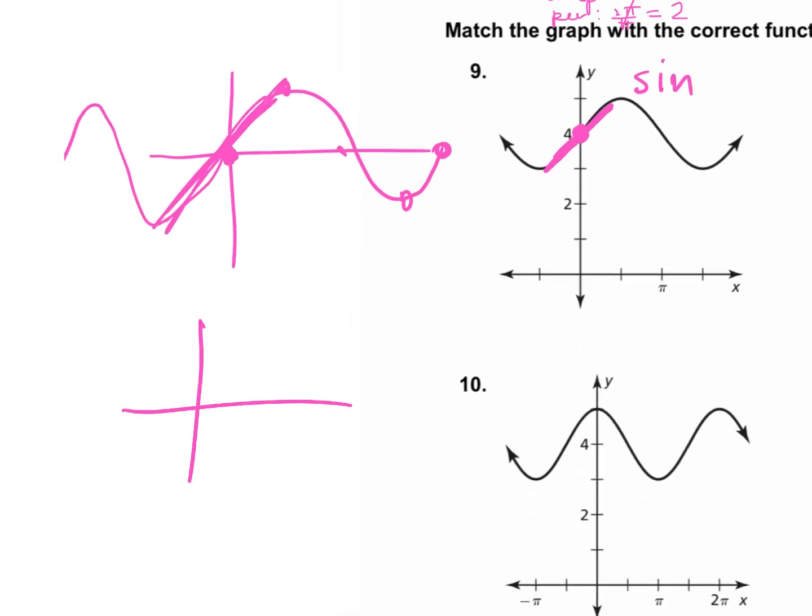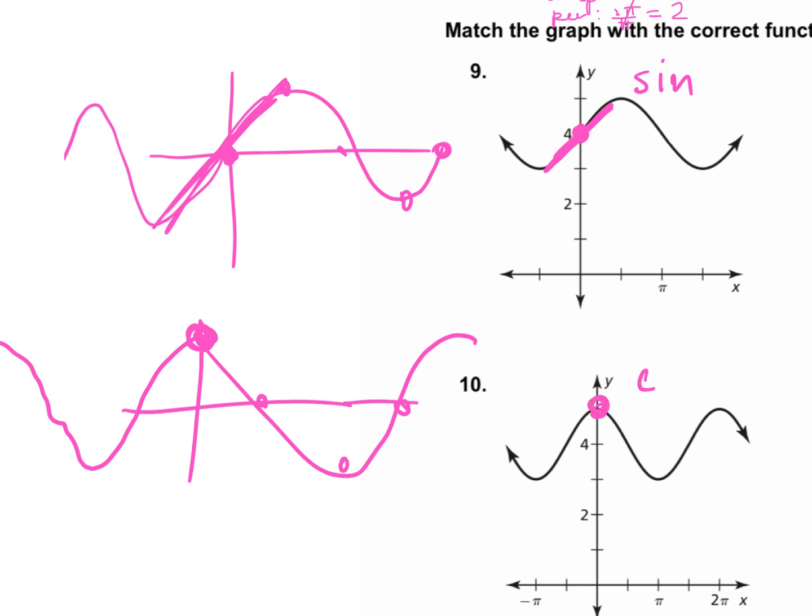For our cosine, we start up at the amplitude and then go down. So it has this shape. And then if we continued it to the left, it would have this shape. So here, at the y-axis is one of the highest points of our graph. It's one of those maximums. So here, since we have a max at the y-axis, that's why this is cosine.